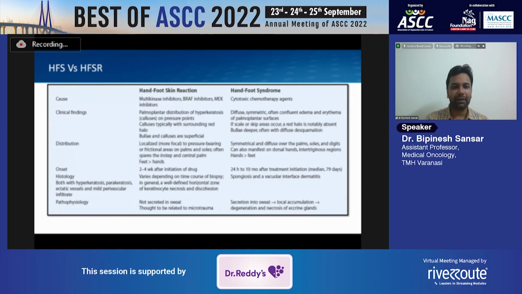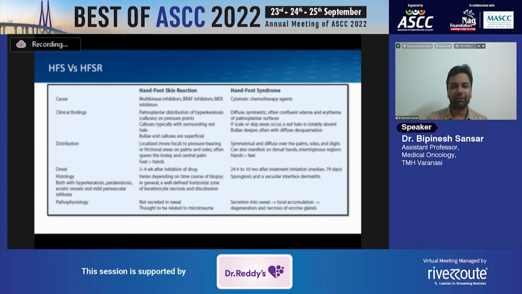And again, in the TKI-induced HFS, it's more in the feet and lower limbs, and with the conventional cytotoxic agents, it's more on the hands rather than the feet. With the TKI, it occurs after 2 to 4 weeks, and with cytotoxic chemotherapy, it can happen from 24 hours to up to 10 months. The pathophysiology in the TKI is related to macrotrauma, and because of the VEGFR and PDGFR inhibition, the skin is not able to heal.